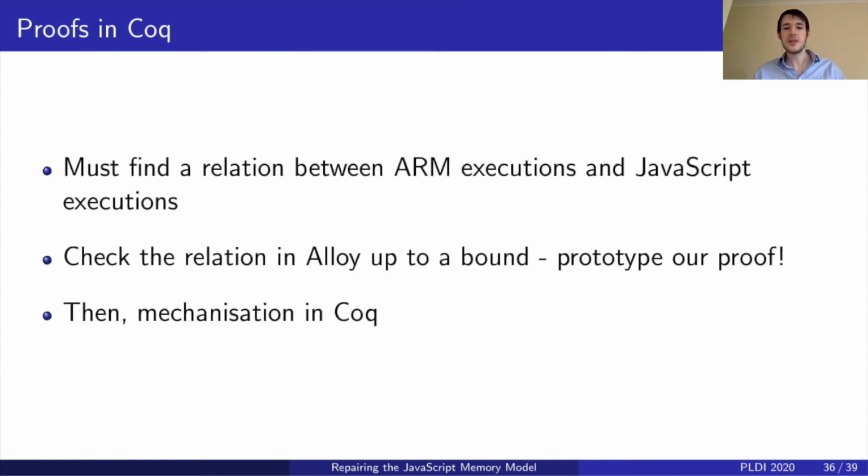To successfully complete a compilation correctness proof, we need to define a relation between the JavaScript and ARMv8 executions, which preserves validity from ARMv8 to JavaScript. We were able to rapidly iterate on this relation in Alloy, checking up to a bound that it was correct, effectively carrying out our compilation correctness proof up to a fixed bound.